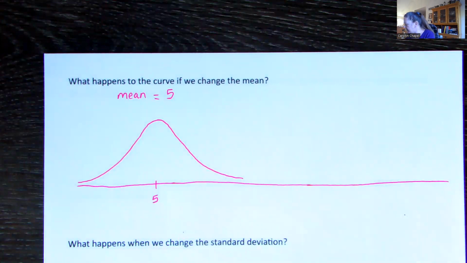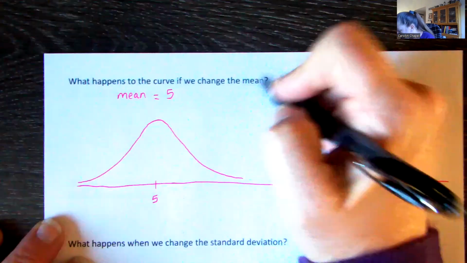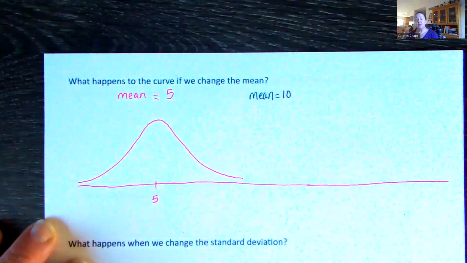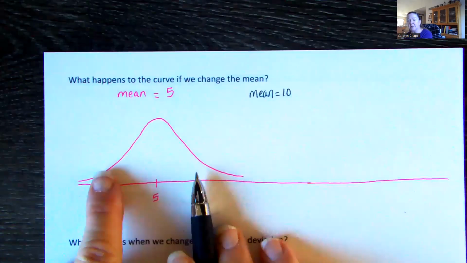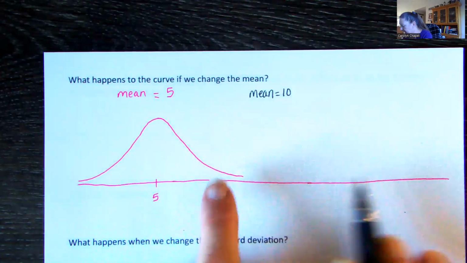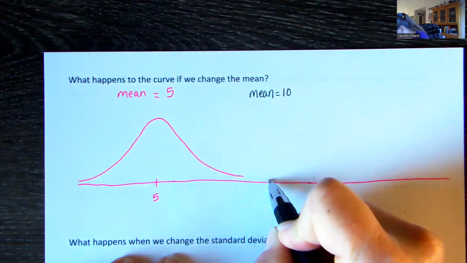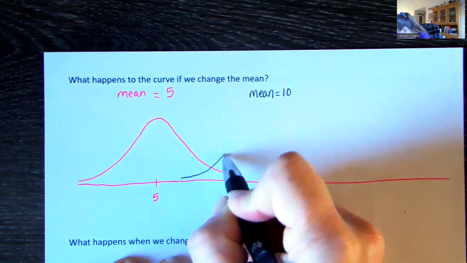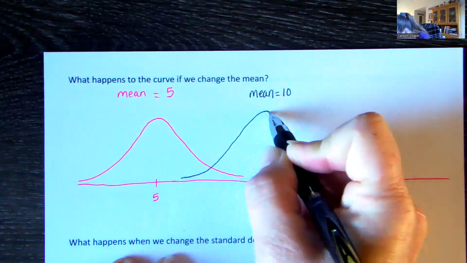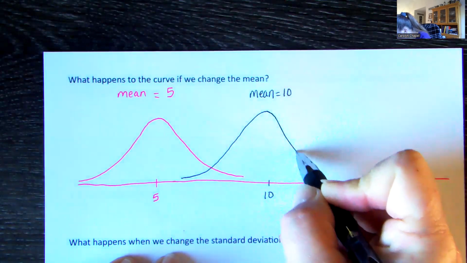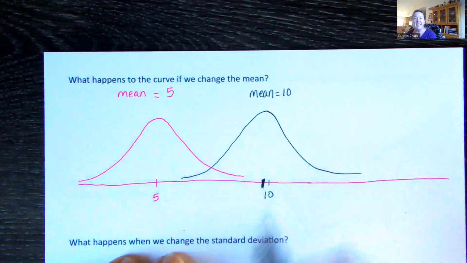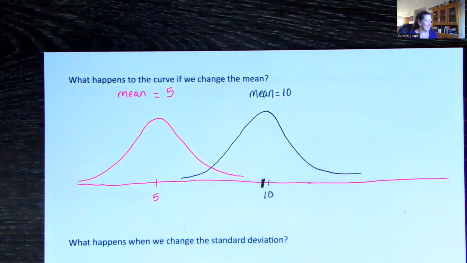if I change the mean to something larger, let's say a mean equal to 10, what's going to happen is this curve is going to slide over. So we'll have the same curve, but shifted, hopefully I can draw an exact image of this. Oops, I missed. So I'll move my 10 here. There's my 10. Again, the highest point is on that curve.